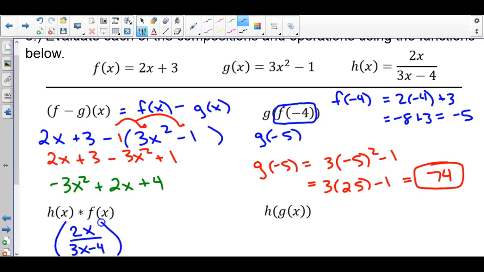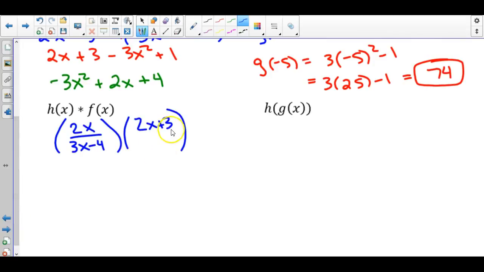And I'm going to multiply that by my f of x function, which is 2x plus 3. And I'll just rewrite that my denominator in this case really is just 1. So all that you're going to do is just multiply straight across. So on my numerator, the 2x is getting multiplied by this 2x and by the positive 3. So you'll need to distribute.